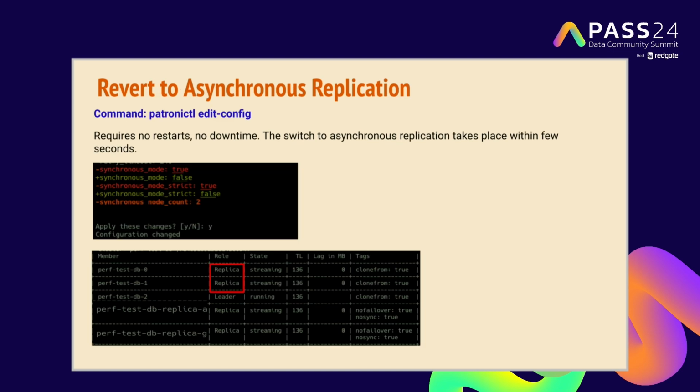So yes, can we revert to asynchronous replication? Yes, it's possible. When you run patronictl edit-config and just change synchronous mode from true to false, it's going to update to asynchronous replication. There's no restart or downtime required in this case.